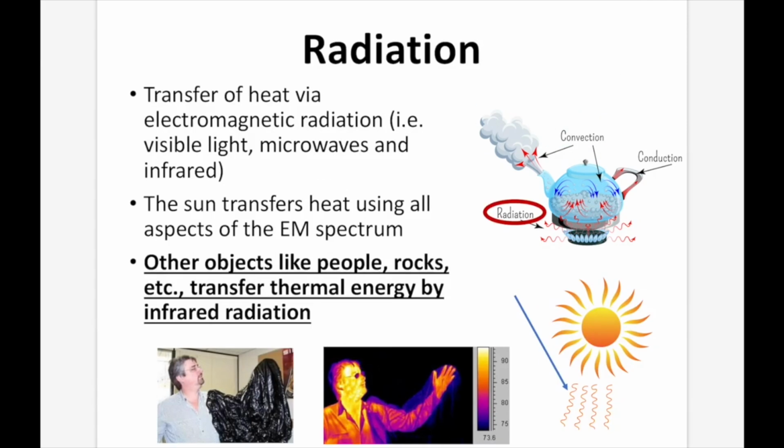Radiation. Radiation is the transfer of heat via electromagnetic radiation, i.e. visible light, microwaves, and infrared. The sun transfers heat using all aspects of the EM spectrum. Other objects like people, rocks, etc. transfer thermal energy through infrared radiation.